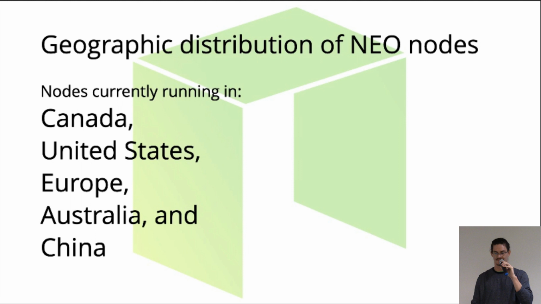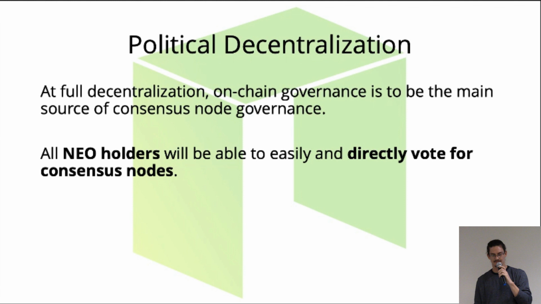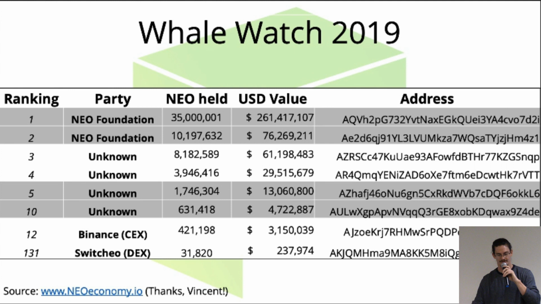With regards to political decentralization, all NEO holders will essentially one day be able to directly vote for consensus nodes. So as NEO tokens are released and given back to the community, or they're burnt, and the voting function is added into the system, then we're going to start seeing less and less NEO Foundation making political decisions and more coin holders. So I want to thank NEO Economy and Vincent on our team for helping me get some of this information.